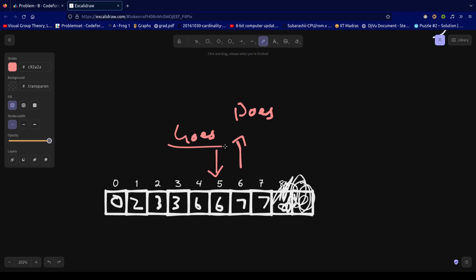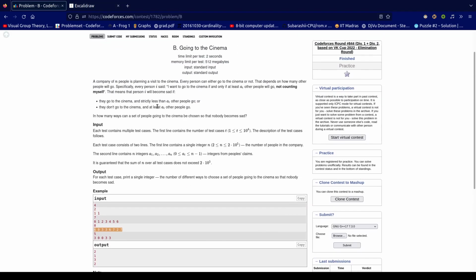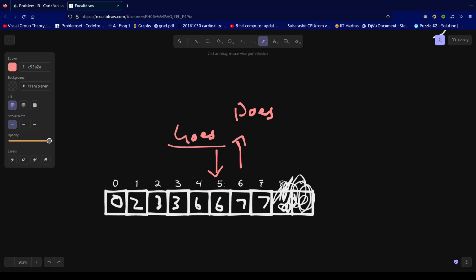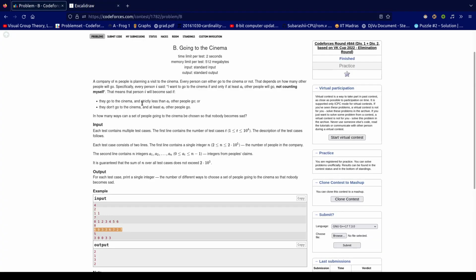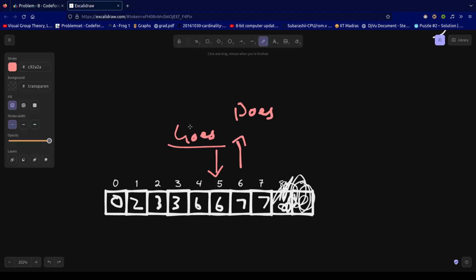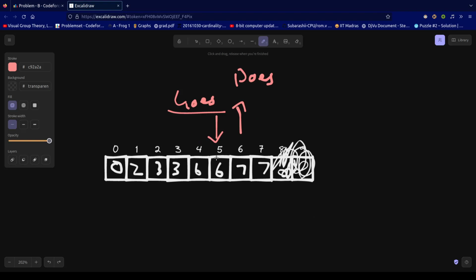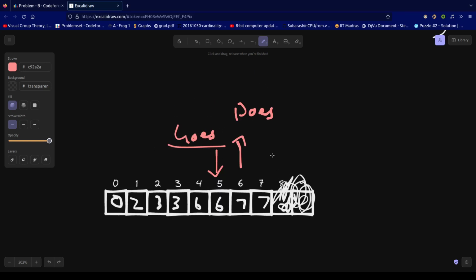Now if this person goes, that means he should be happy, right? And if this person goes and he is also happy, that means strictly less than A other people go. So if this person goes, then strictly less than 5 people have to go. That just boils down to saying strictly less than 6 people have to go. That is, less than or equal to 5 people can go. That is completely fine.